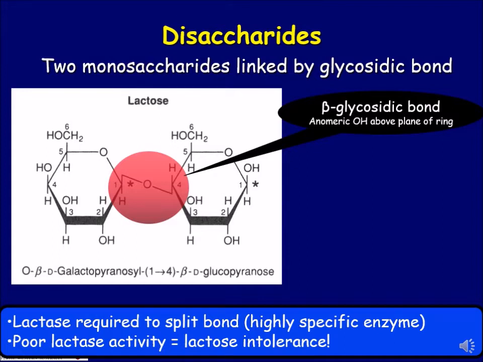Sucrase and simple acid hydrolysis can't cleave this bond. So can you guess the name of the enzyme that does cleave the bond for lactose, enabling us to absorb the sugar? Yep, it sounds like the name of its substrate. The enzyme is called lactase. So lactase cleaves this bond, enabling you to absorb that sugar.